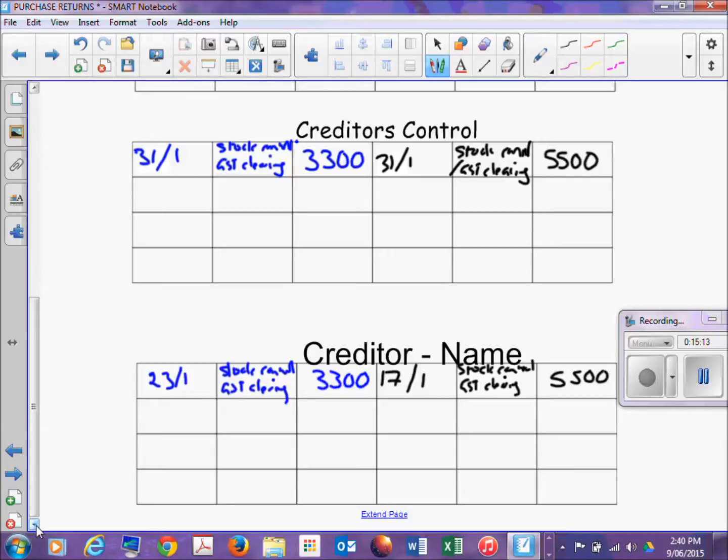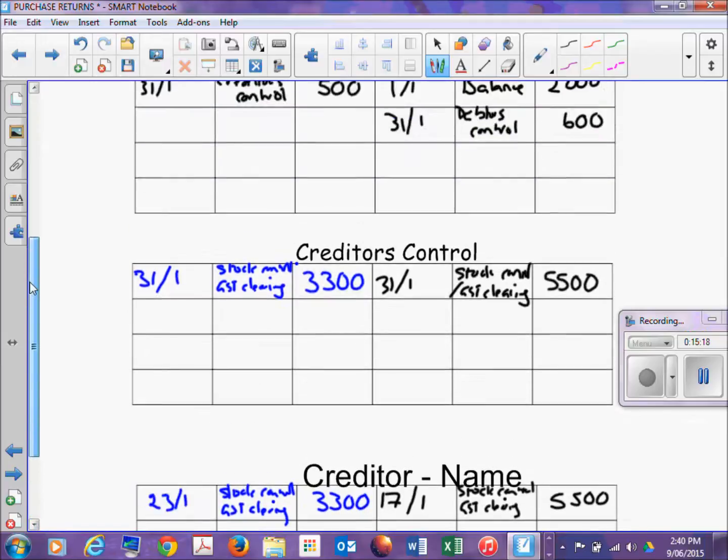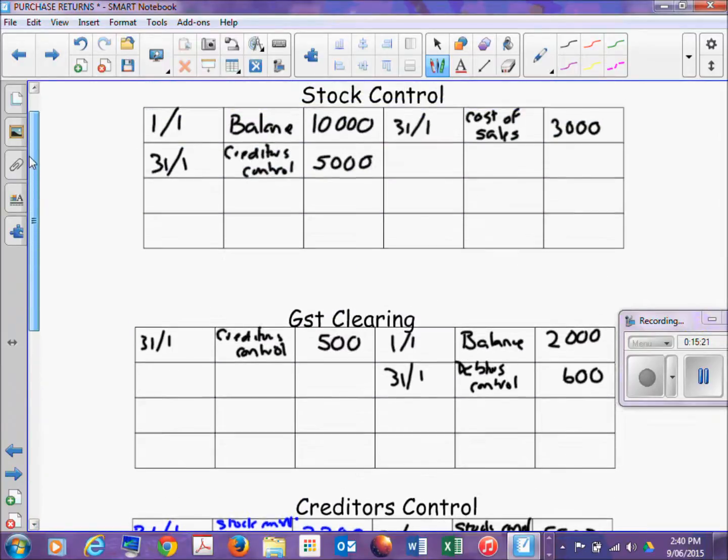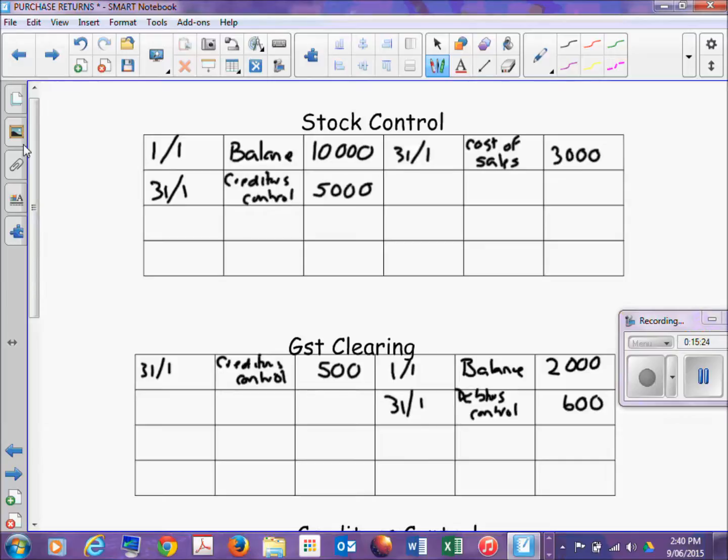What's the next entry? Stock control. What side are we going to write on? Credit. So go to the stock control account. Go to the credit side. End date. What's the cross-reference going to be? Creditors control. Well done. How much for? Just the 3,000, because this is the stock account.